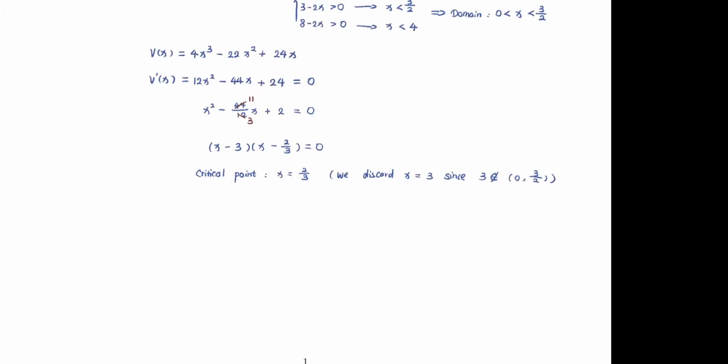Okay, so we found our critical point. How do we know if it's a maximum or minimum? What do we need to do? Well, we know we need to maximize it, but what if it's a minimum value? How do we check if it's max or min? So now let's check.